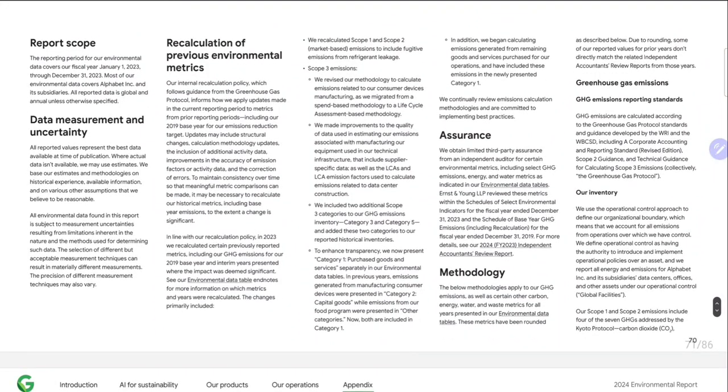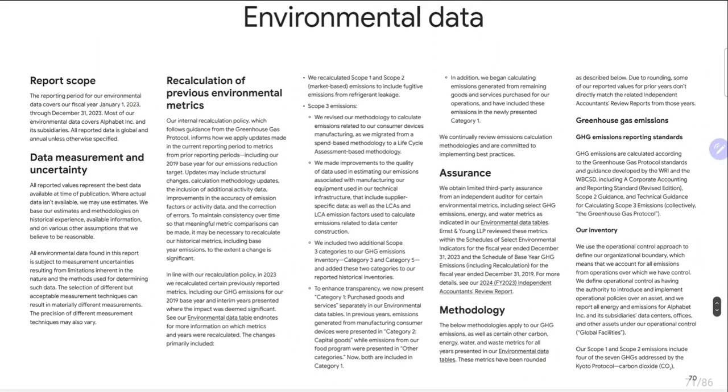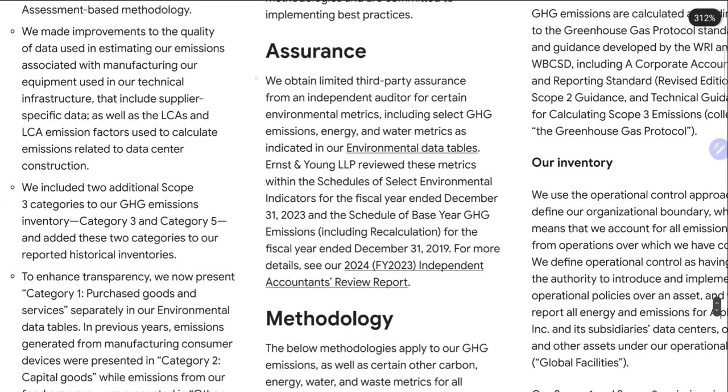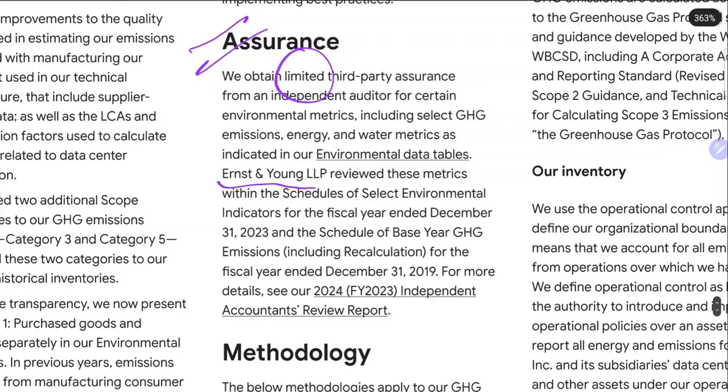So these are the appendices, but one interesting fact here in the environmental data is the assurance side. What we are saying here about third-party auditors or assurance providers is that we obtain limited third-party assurance. This is limited third-party assurance from an independent auditor for certain environmental metrics, including GHG emissions, energy and water metrics, and the company is EY.